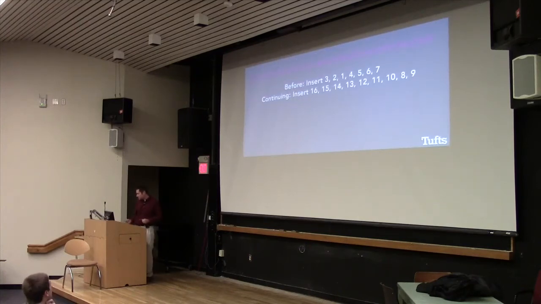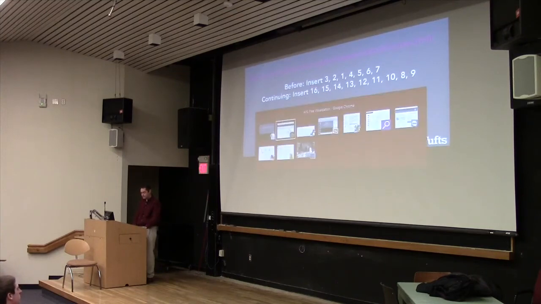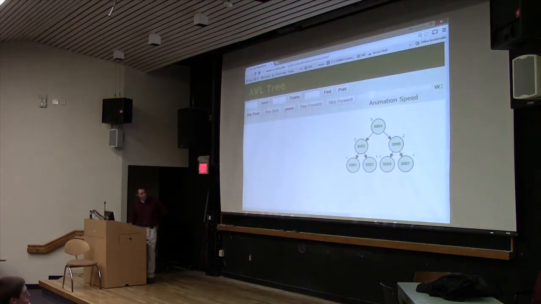Now we're going to do the same thing as before, except we're going to start with the tree we had before. Then we're going to insert 16, 15, 14, 13, 12, 11, 10, 8, and then 9. Let's see how this works. This is where we might end up with our tree not fitting on the page.